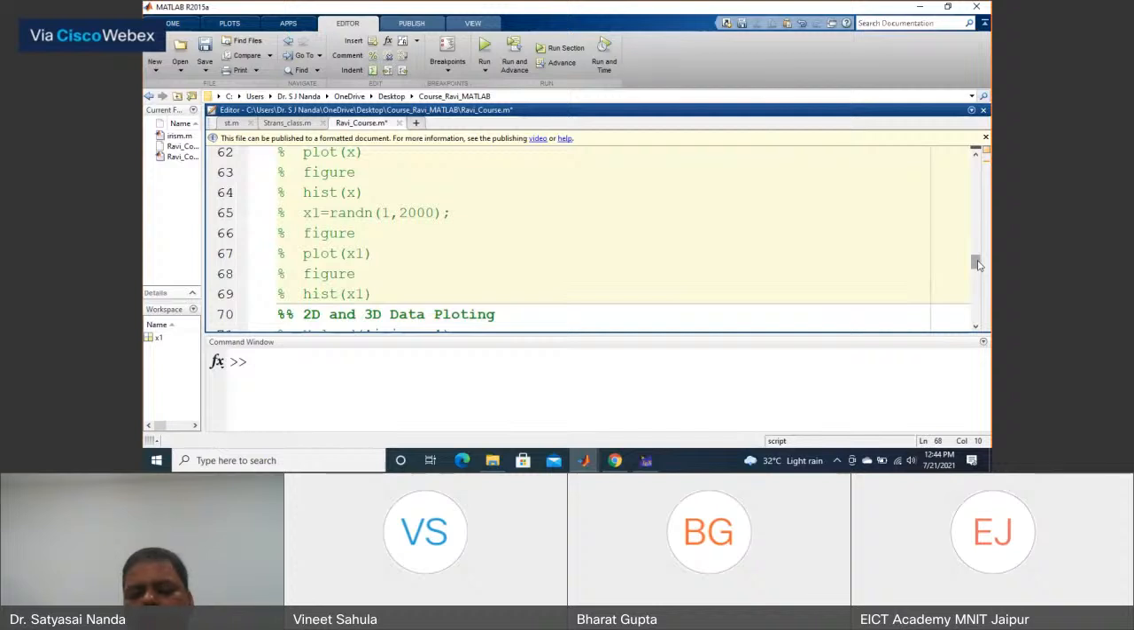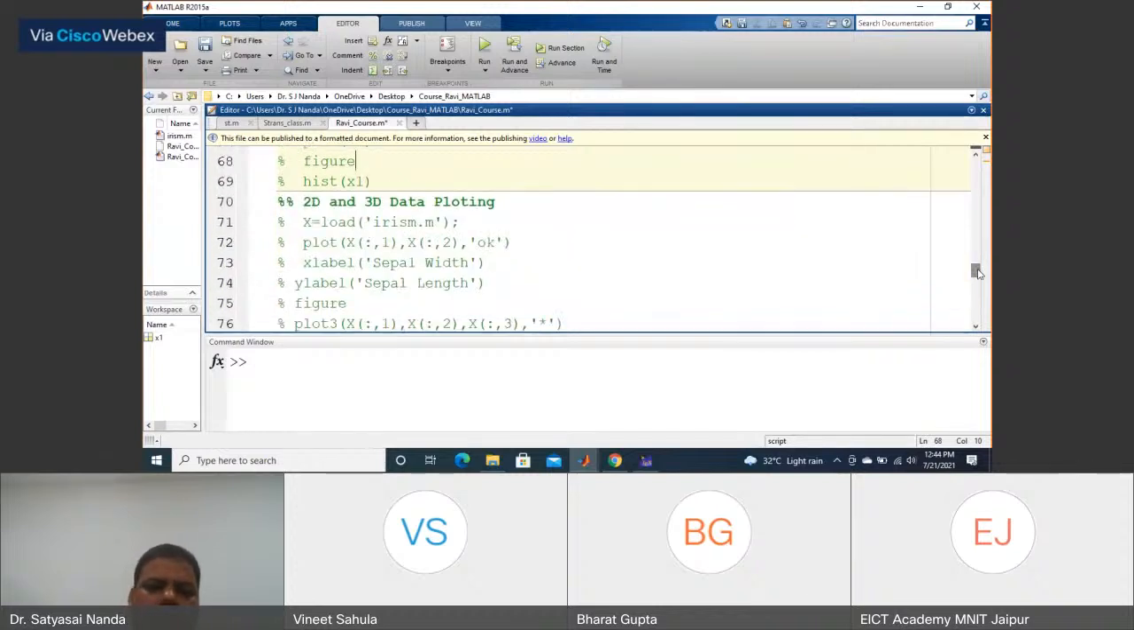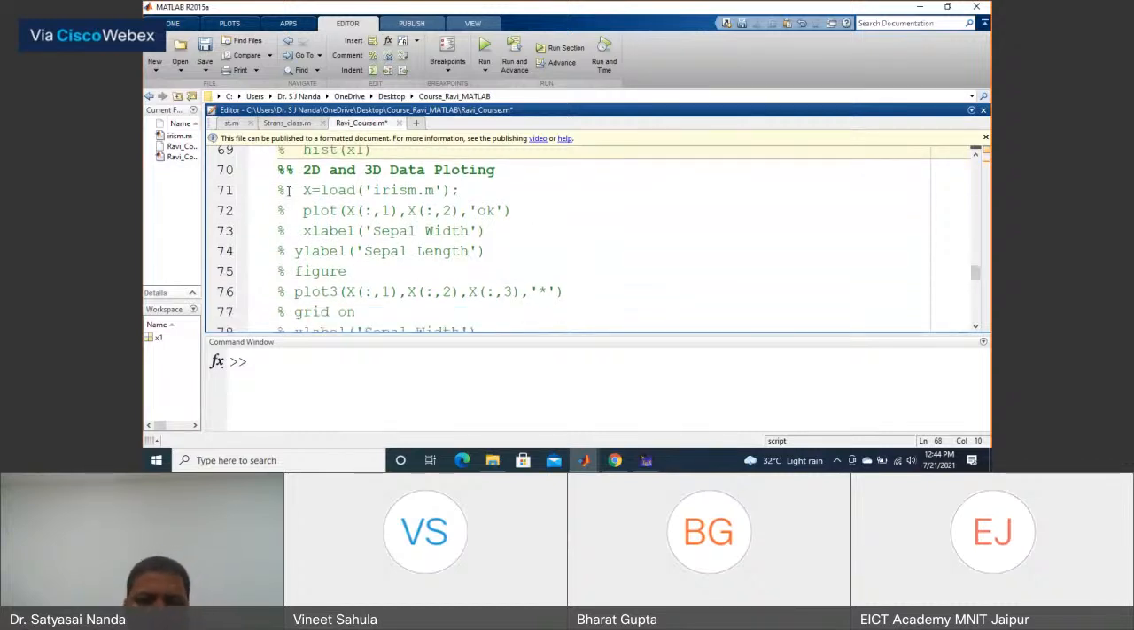Then the next important thing I want to tell you is how to do 2D and 3D data plotting. Here I will show you a very popular data matrix, that is the iris flower data. I am loading this data set, iris.m, that has been downloaded from the UCI machine learning repository. I will also share this particular file with you. This particular one will plot it. So this is the flower data.